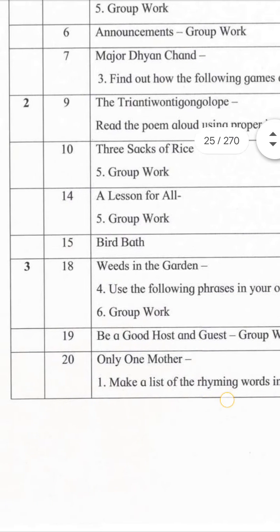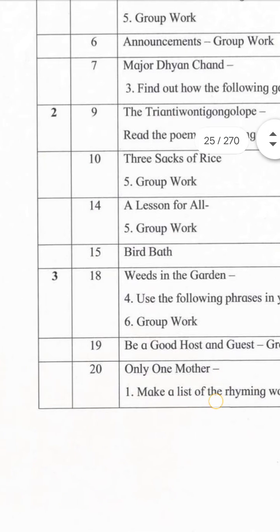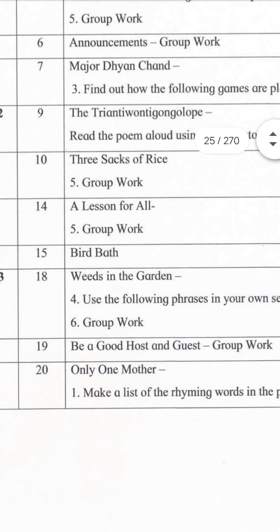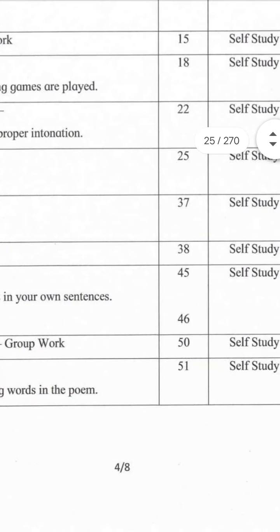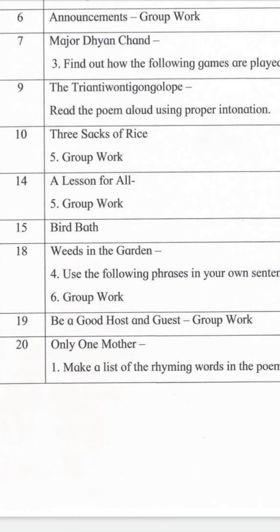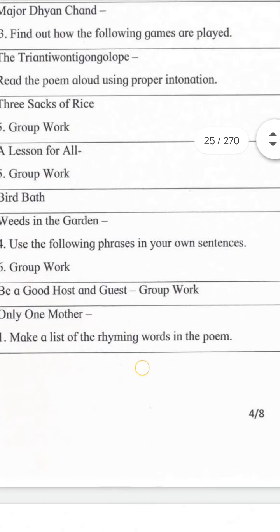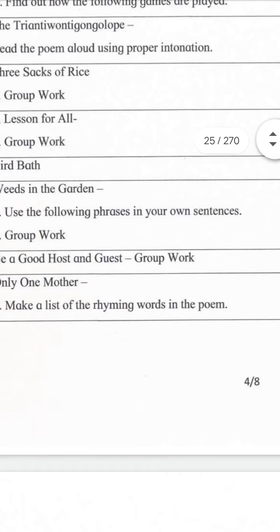Then unit 2, 9th chapter, Try Anti Vanti Gongolop. This is the poem Try Anti Vanti Gongolop on page number 22. Again, this is for self-study. Read the poem aloud using proper intonations. This is for self-study. That is, the question answers are going to be there, but not the poem. Then the 10th chapter is 3 Sacks of Rice. In this chapter, question number 5 is not there for you. It's a group work on page number 25.